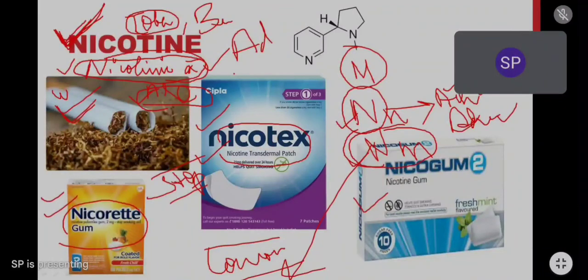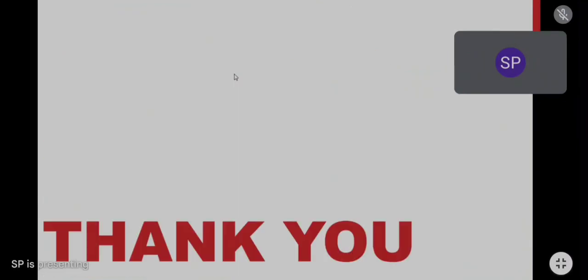Okay, so these are the important points about nicotine. I think that's it for today. We discussed some acetylcholine agonists, and in the next class I'll try to explain acetylcholinesterase inhibitors, the cholinesterase inhibitors. Till then, we'll meet in the next class.